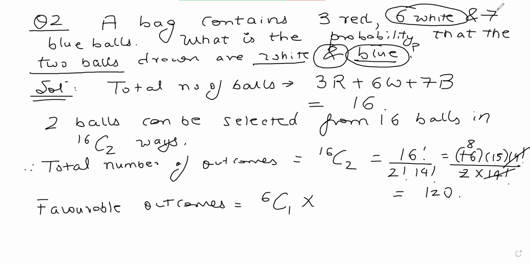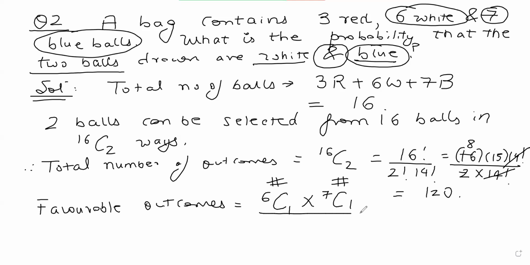How many blue balls are there in total? 7 blue balls are there. So from 7 blue balls, I should select 1 blue ball. So 1 ball out of 6 should be white, 1 ball out of 7 blue balls should be blue in color, divided by the total number of outcomes. So this is my favorable outcomes, basically.